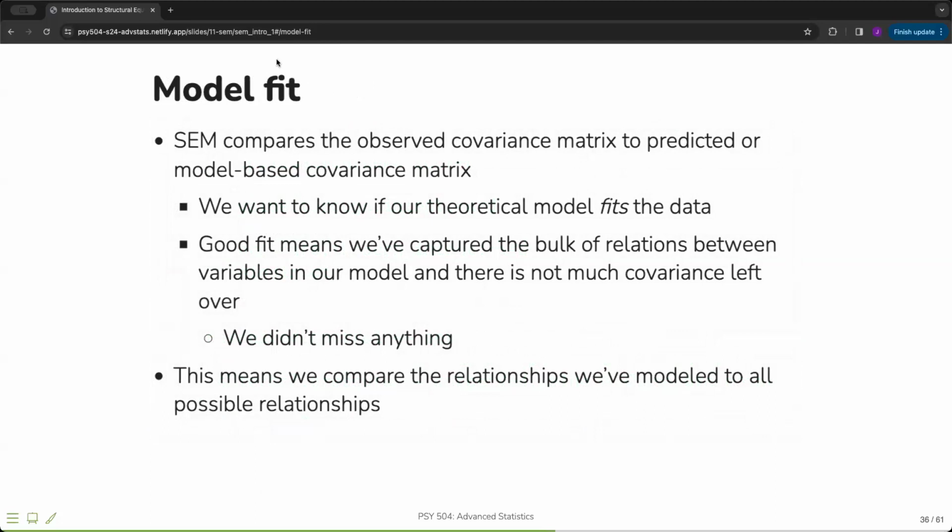But ideally what we want to do is a comparison between the observed covariance matrix, which is our sample covariance matrix from our data set, and our model-based covariance matrix, or the predicted model that we've specified. We just want to know if it fits the data well. So what does it mean if we have a good fit? That means that we're able to capture the bulk of relations between the variables in our model, and there's not a lot of covariance left over, so we didn't miss anything. So this means that we compare the relationships we've modeled to all of the possible relationships in our sample data.